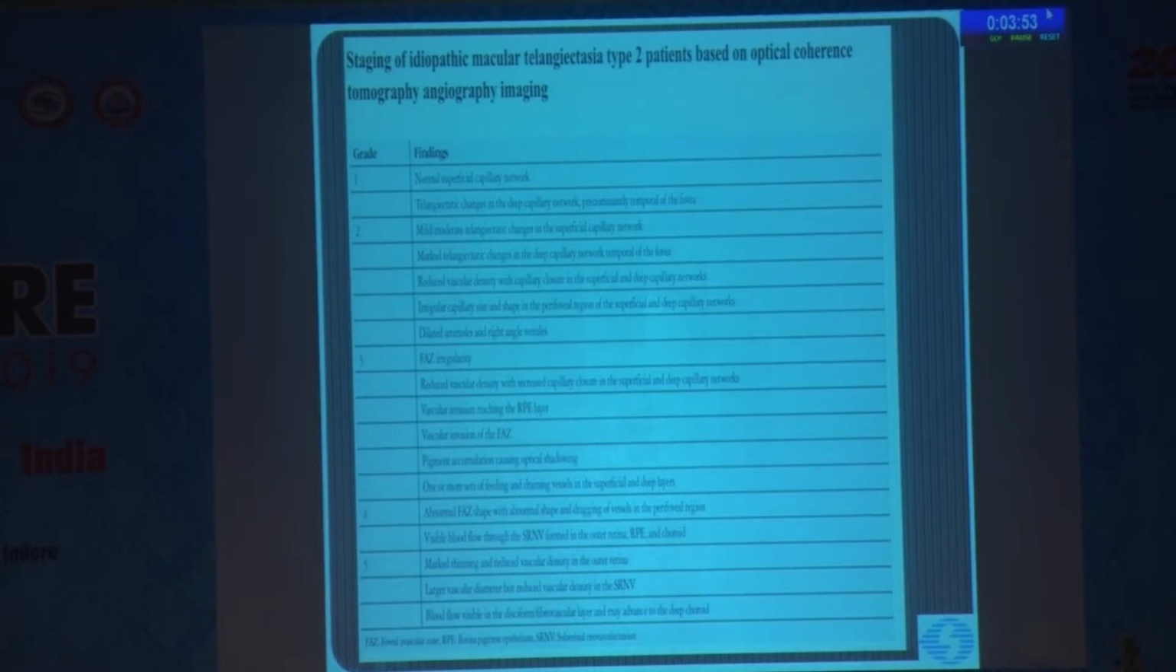I think we can't go into details, but grade 1 has normal superficial vessels and telangiectatic vessels in the deeper layers. Grade 2 has some abnormality in the superficial layer also, and in the deeper ones. In grade 3, you have to notice that invasion of the FAZ occurs and you have pigment accumulation, and grade 4 is the one with the CNVM.